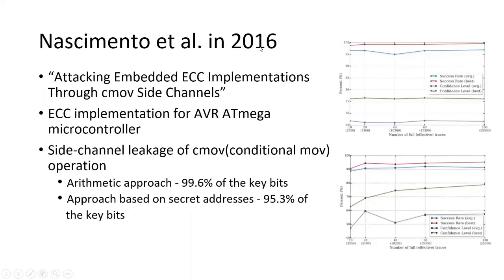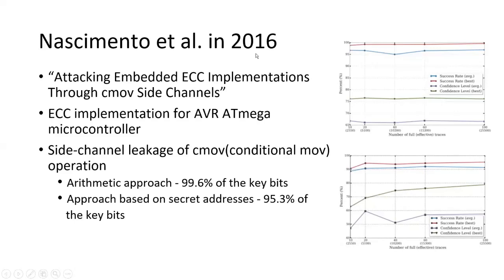In the paper, they applied the horizontal attack on an ECC implementation for the AVR ATmega microcontroller, targeting the side channel leakage of CMOV operation, an operation that is at the very foundation of all scalar multiplication algorithms. There are essentially two different ways to implement this conditional move, CMOV, either by loading from or storing to addresses that depend on the secret scalar, or by using arithmetic operations to perform a conditional register-to-register move.